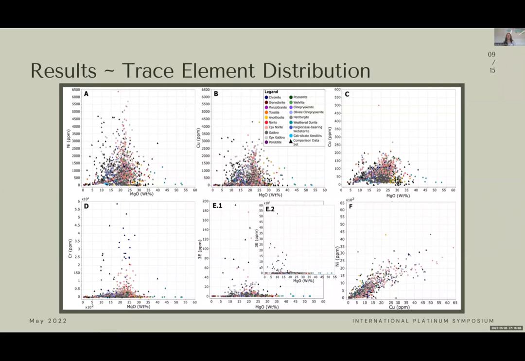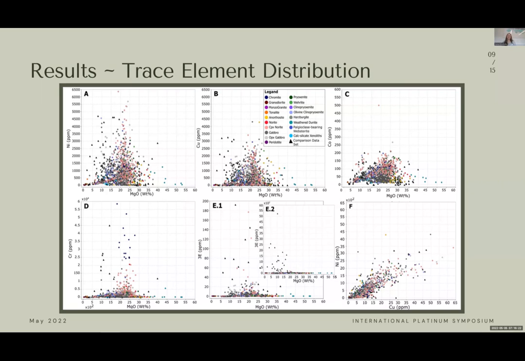The comparison data seem to have significantly higher trace element values and lower magnesium oxide values. This is particularly seen in nickel and copper and the 3E graphs, with the latter showing a stark difference between our data set and the comparison data.